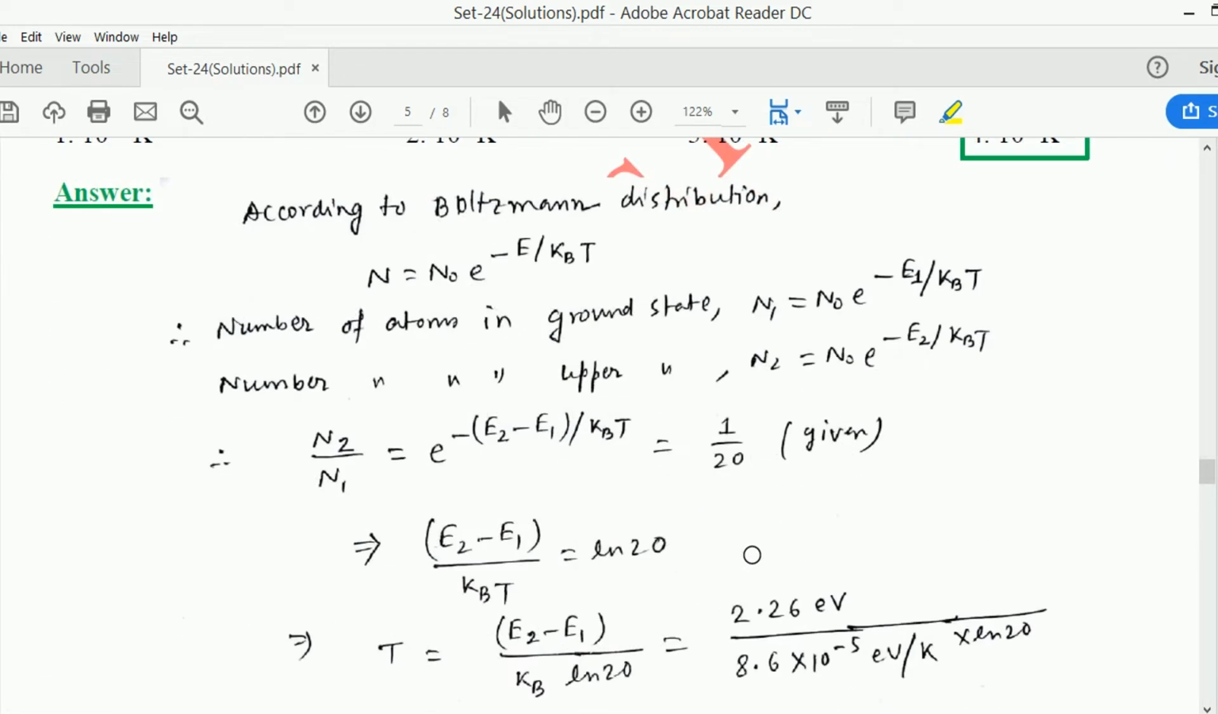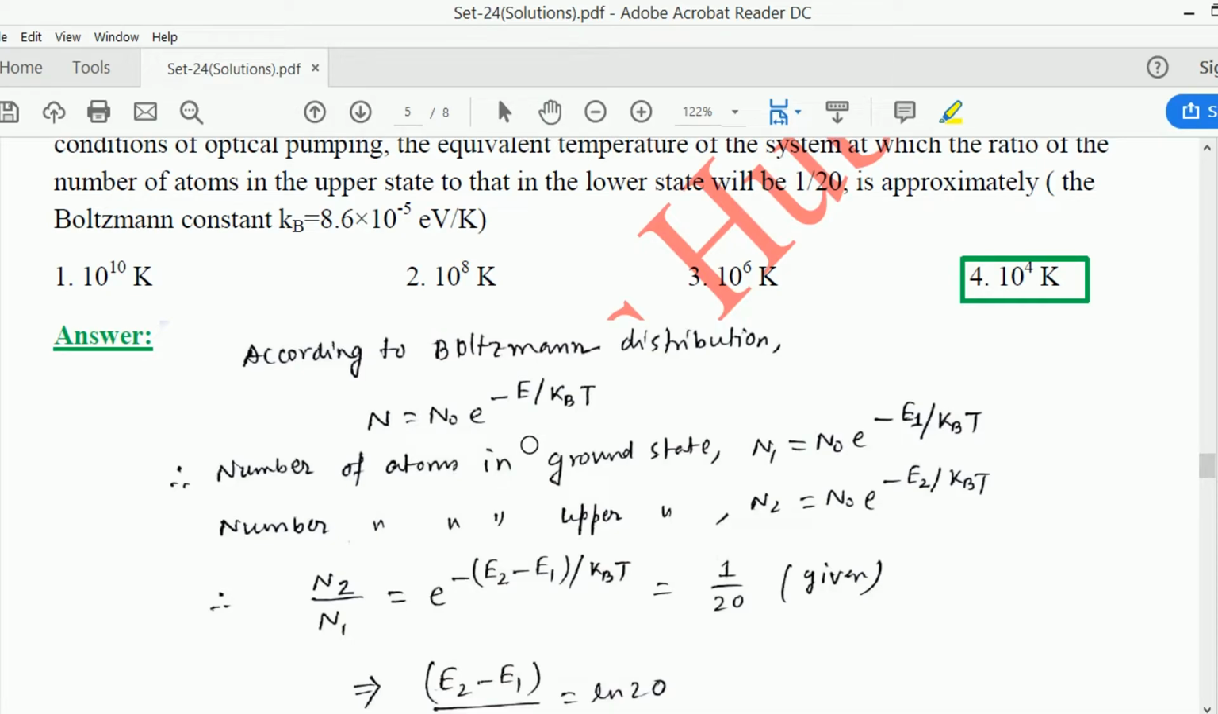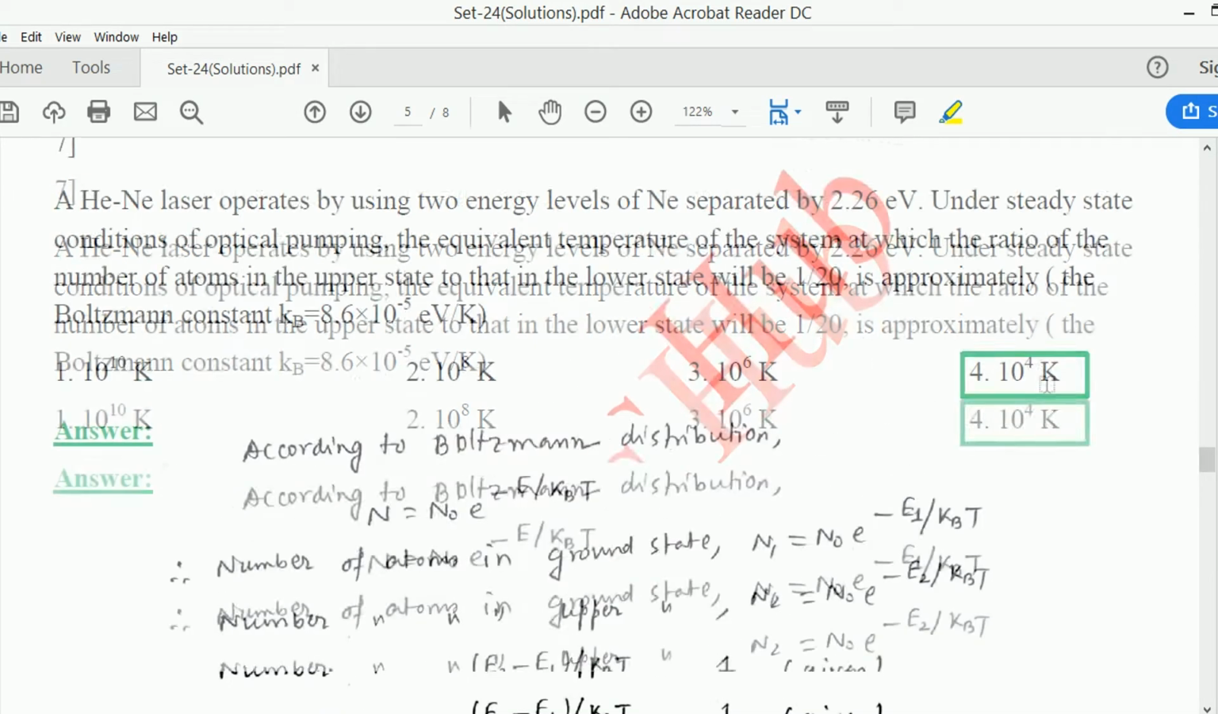Now, according to the Boltzmann distribution, we know n equals n naught e to the power minus E by kBT. Number of atoms in the ground state n1 equals n0 e to the power minus E1 by kBT, because we have just replaced E by E1 and other terms remain constant for this case. Number of atoms in the upper state n2 equals n0 e to the power minus E2 by kBT. We are not changing the temperature, so temperature remains the same for both these states. Therefore n2 by n1 equals e to the power minus (E2 minus E1) by kBT equals 1 by 20. This is given, and we have to find out the temperature of the system.